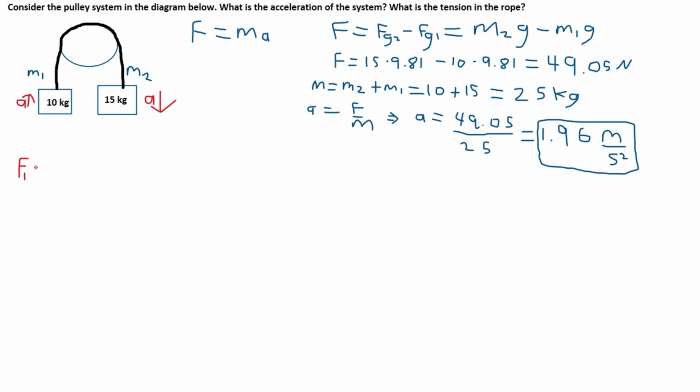You see that the net force on mass 1 is the force of tension, which is positive since it's moving upwards due to the acceleration going upwards, minus the force of gravity, which acts in the opposite direction of the force of tension in this case. So we can rearrange this formula to solve for the force of tension. We get that the force of tension is equal to the net force on mass 1 plus the force of gravity.